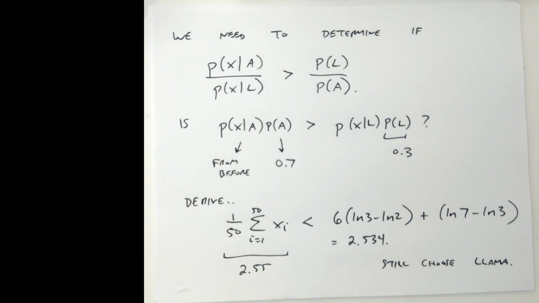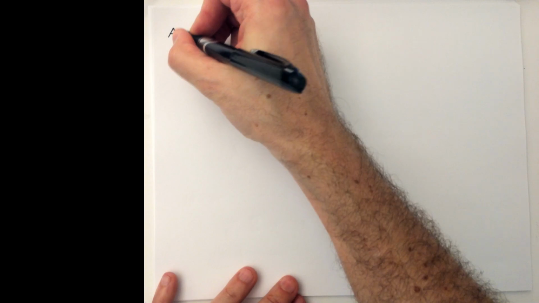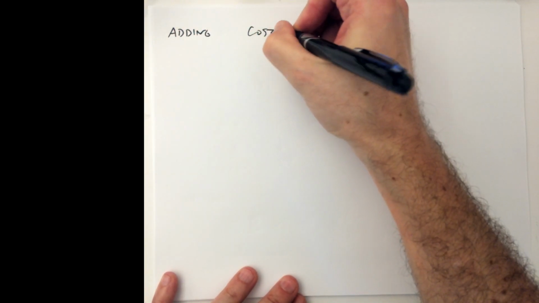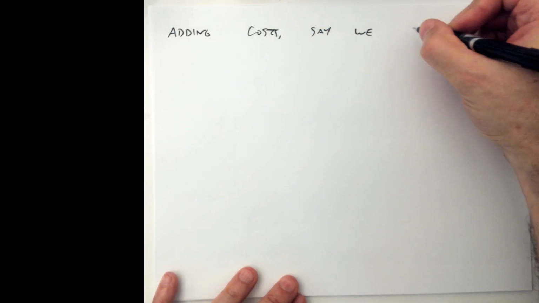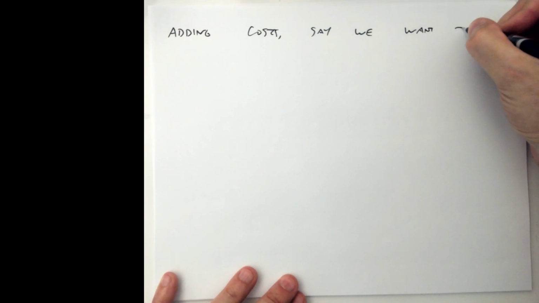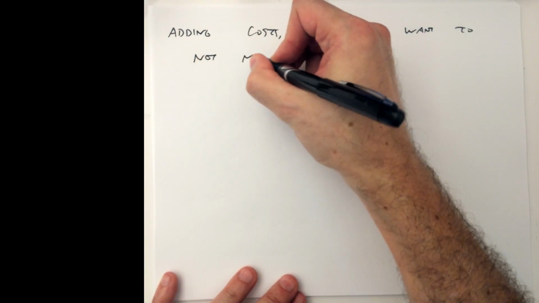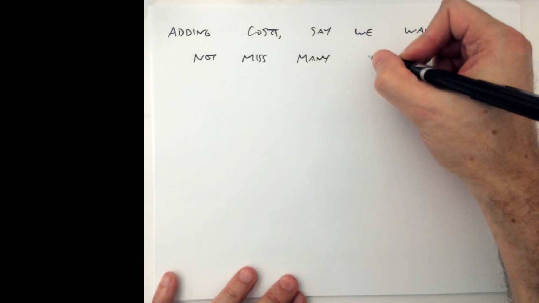And then finally, the last way I could change the threshold was to say, okay, let's suppose that I am super anxious to find alpacas, right? I don't want to miss any alpacas. So I want to be adding a cost that says, the cost of choosing llama when it's actually alpaca, I want to trade that off with the other one. So adding costs, say we want to not miss many alpacas.